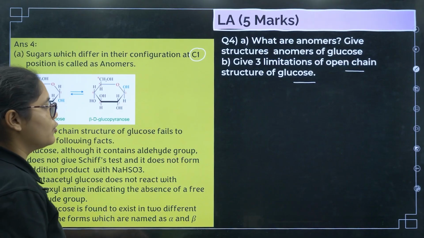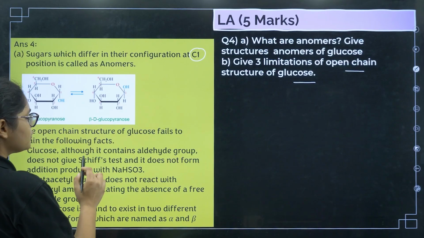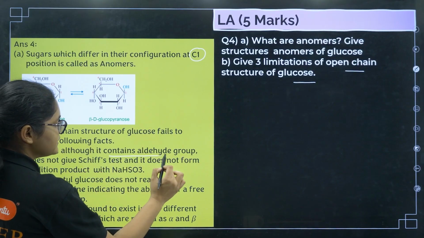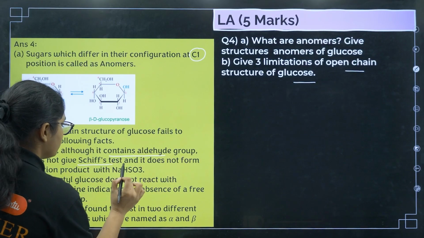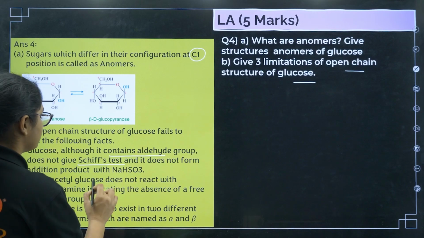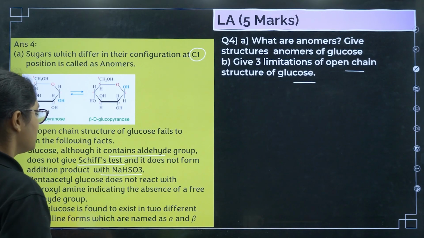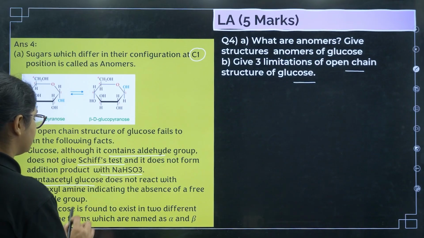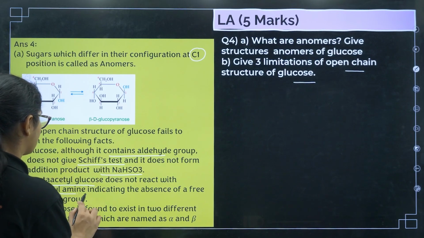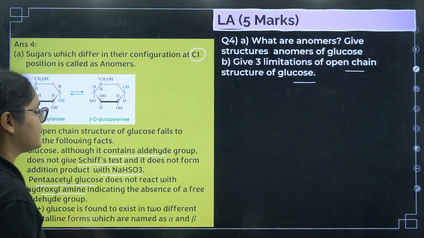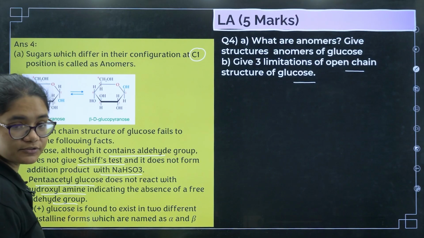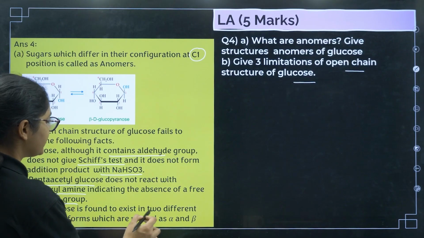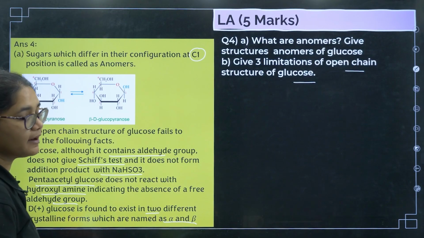Next, limitations of the open chain structure. Glucose contains an aldehyde group, and although it contains an aldehyde group, it will not give a positive Schiff test, and also does not react with NaHSO3. So this is the first limitation. Second limitation, the pentaacetyl derivative of glucose does not react with hydroxylamine, indicating the absence of a free aldehyde group. Next, it exists in two forms, that is alpha and beta form.